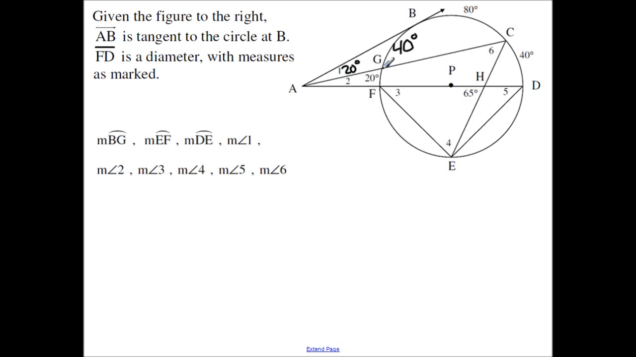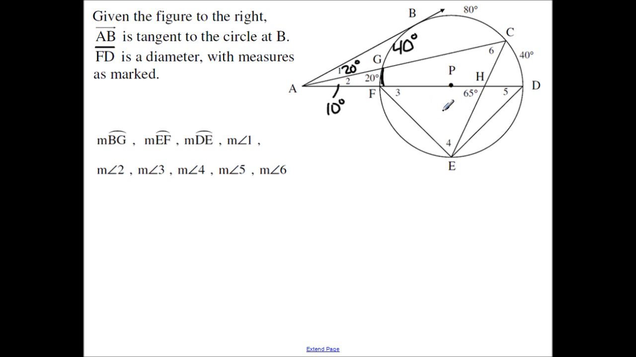Now this little arc on this circle right here is 20. And I know that this arc over here is 40. So it's the exact same thing. This angle 2 has to be half the difference of the intercepted arcs. So if I take 40 and subtract 20, I get 20, and then half of that would give me 10. So angle 2 should equal 10 degrees.